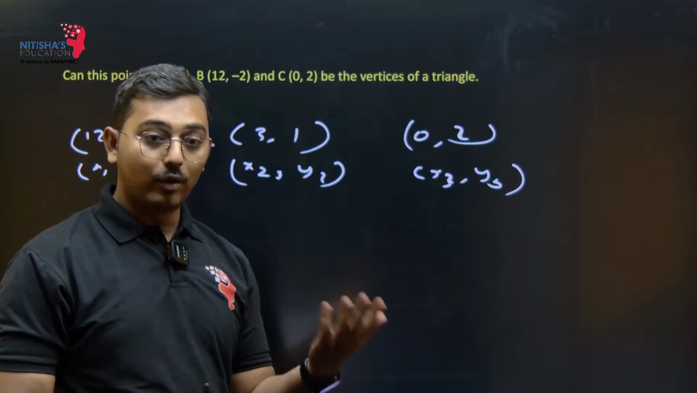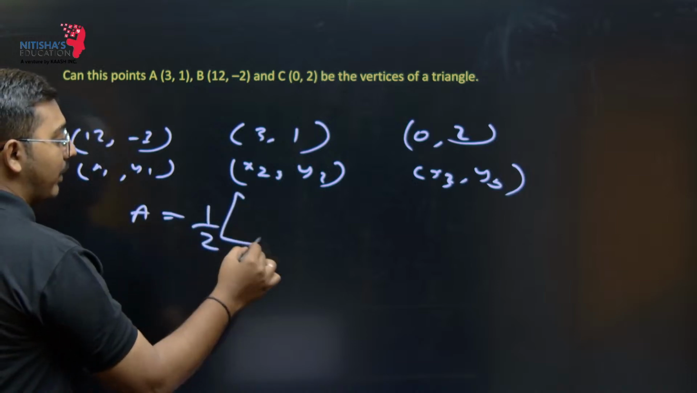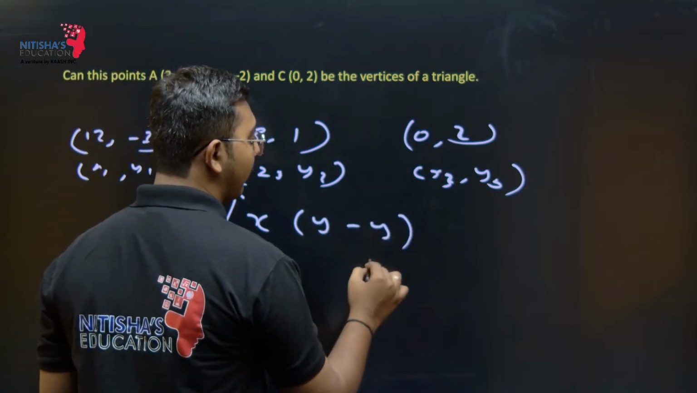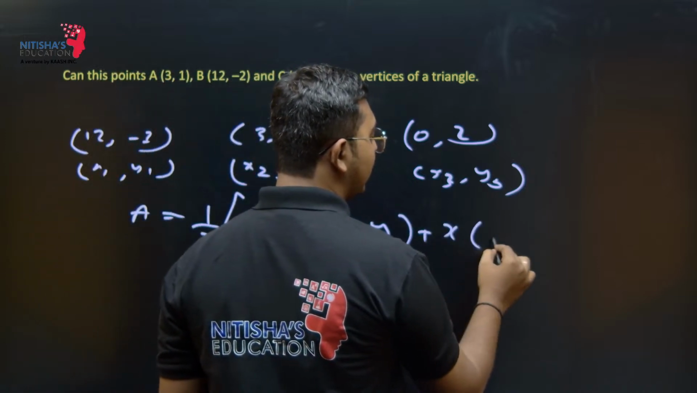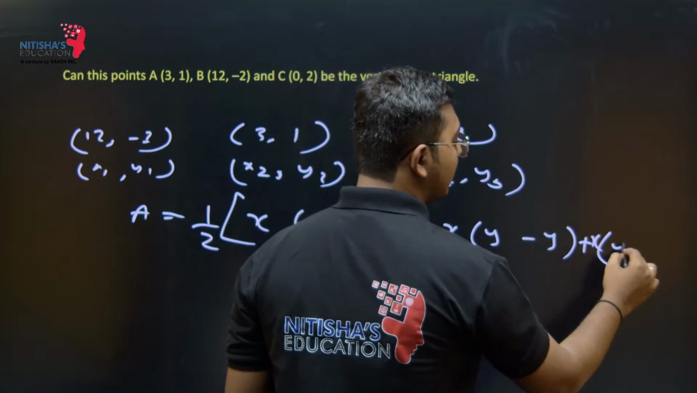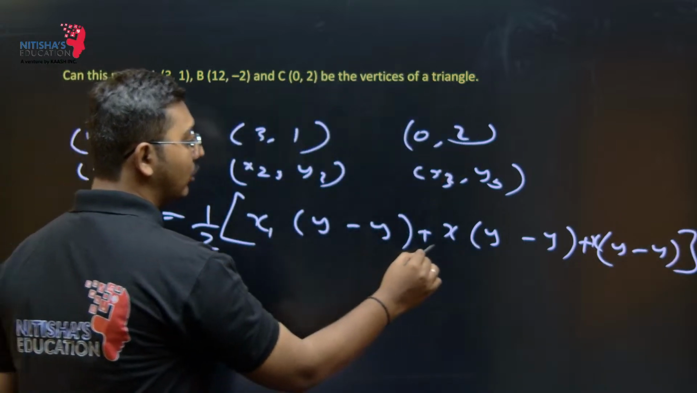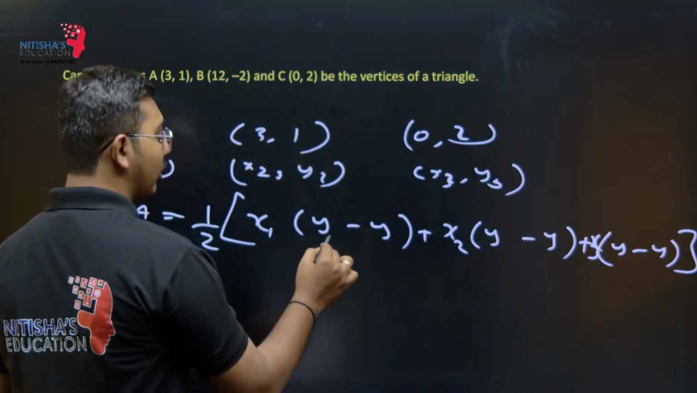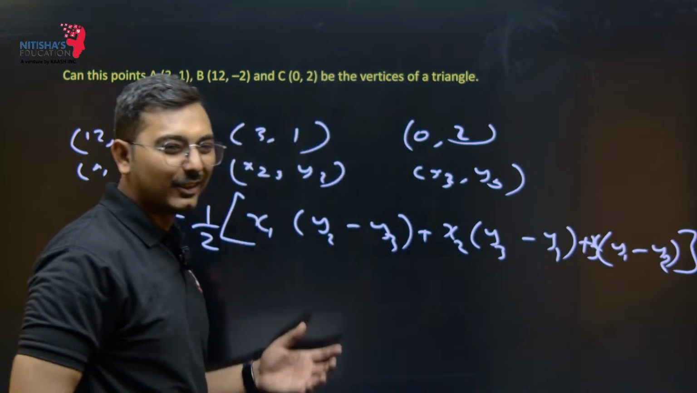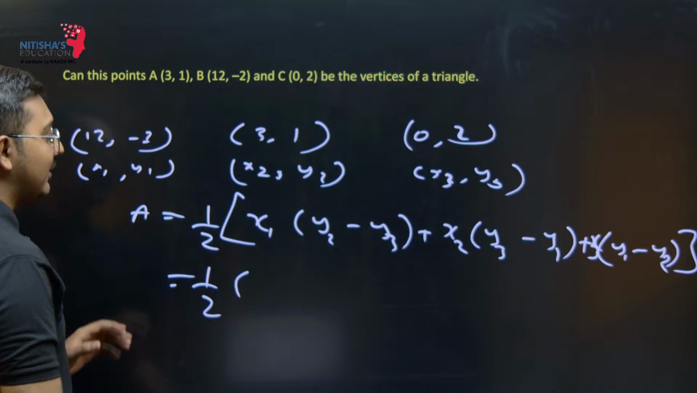First of all, we will write the formula, which is given by A is equal to 1 by 2 bracket x1 (y2 minus y3) plus x2 (y3 minus y1) plus x3 (y1 minus y2). The indices go 1 2 3, 2 3 1, 3 1 2. It is like a song. Okay, now just substitute the values.